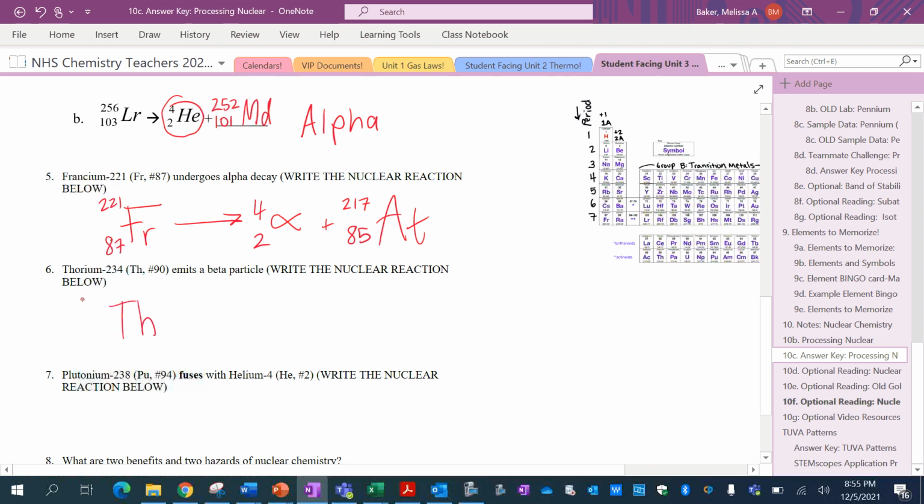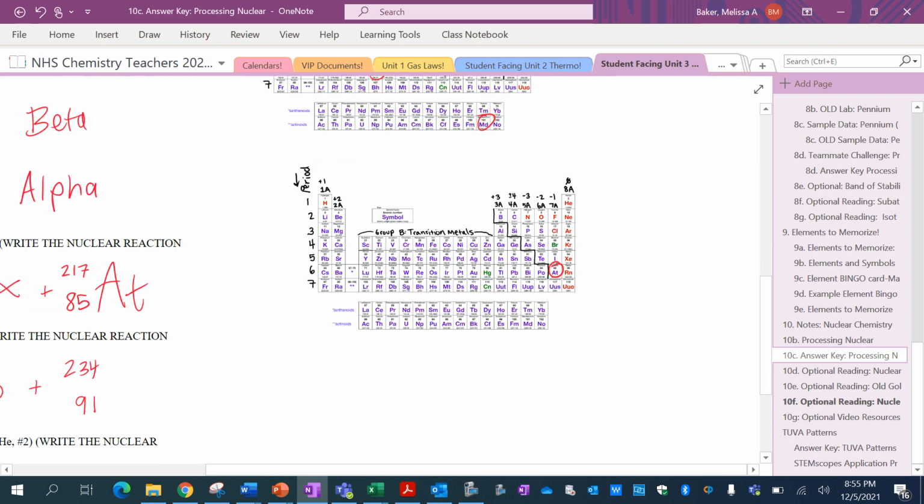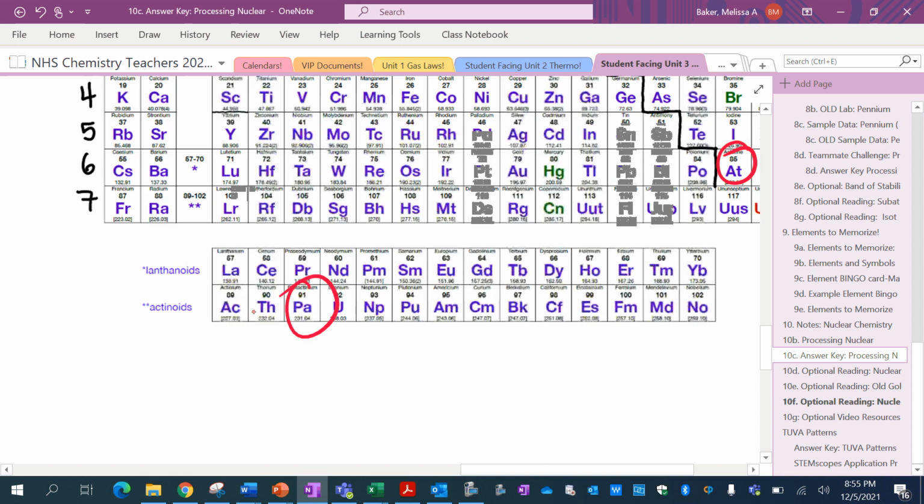Thorium 234, it's number 90, emits a beta particle. So a couple ways we can do it. We can do it with an e like this, or we can draw the beta. And the 90 is going to go up to a 91, and the mass is going to stay the same. So then we've got to look up number 91, that's Pa.